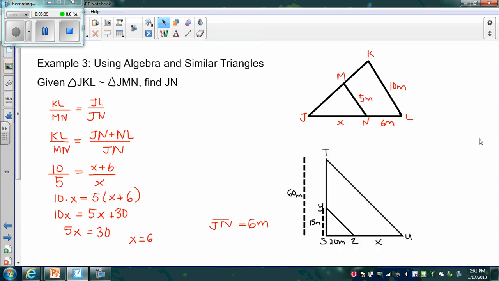So I want you to give this one a try. So if you have S to Z, I want you to find what this x is. And these are similar triangles. So what is Z to U? So try to solve this on your own, set it up, and bring it with you to class tomorrow. That's all for this lesson.